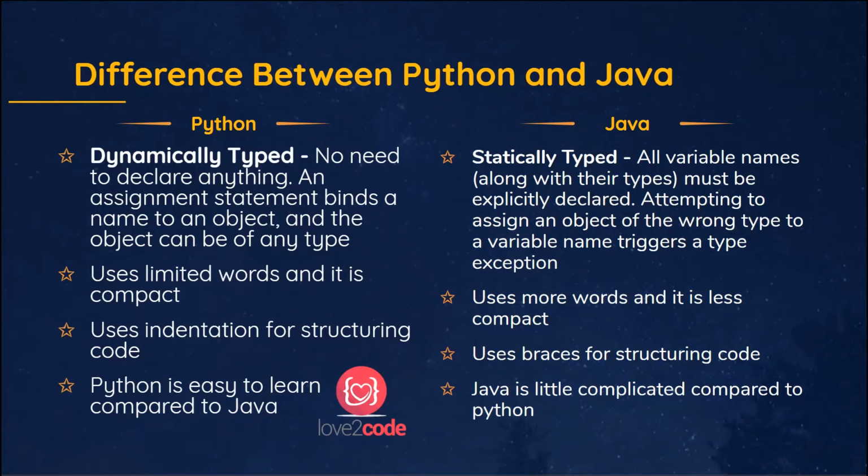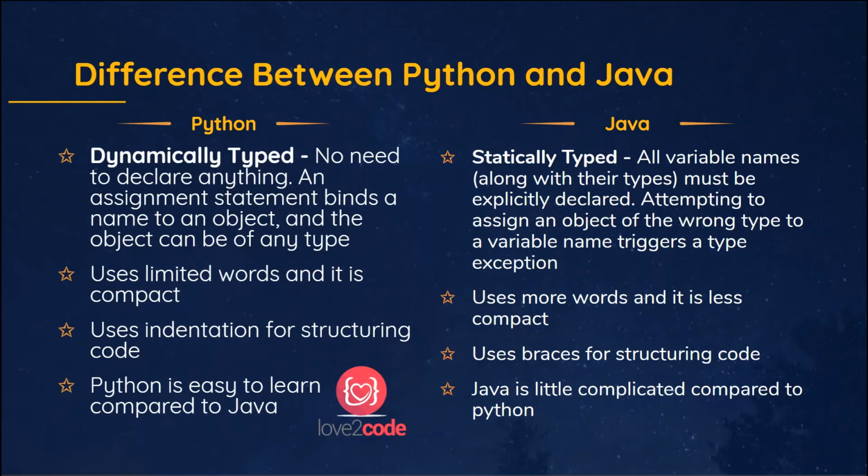Let's see the differences between Java and Python. Python is dynamically typed. There is no need to declare anything. An assignment statement binds a name to an object, and the object can be of any type. Whereas Java is statically typed. All the variable names, along with their types, must be explicitly declared. Attempting to assign an object of the wrong type to a variable name triggers a type exception.